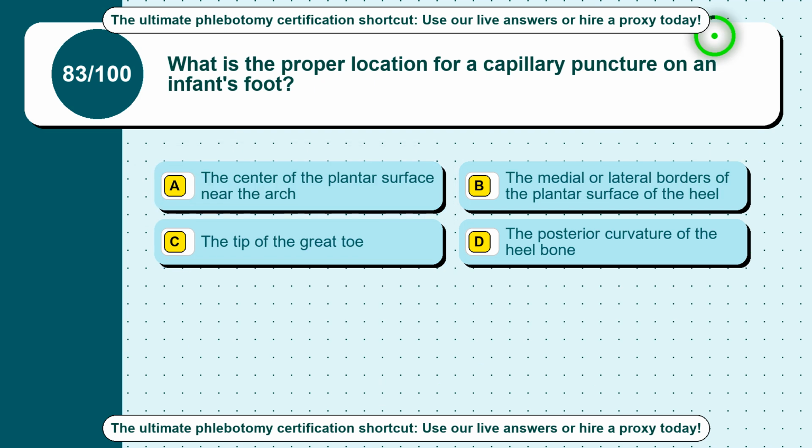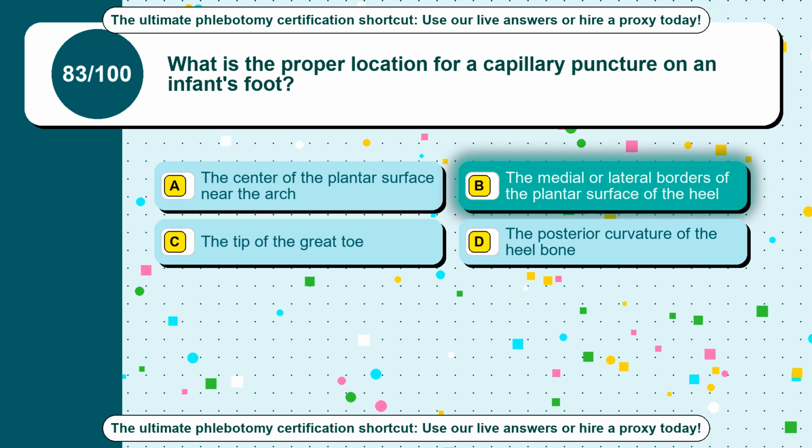Question 83. What is the proper location for a capillary puncture on an infant's foot? Option A, the center of the plantar surface near the arch. Option B, the medial or lateral borders of the plantar surface of the heel. Option C, the tip of the great toe. Option D, the posterior curvature of the heel bone. The correct answer is option B, the medial or lateral borders of the plantar surface of the heel.